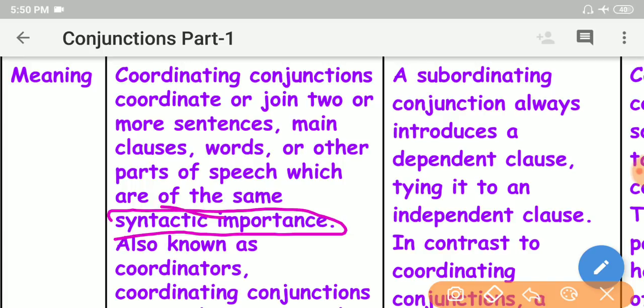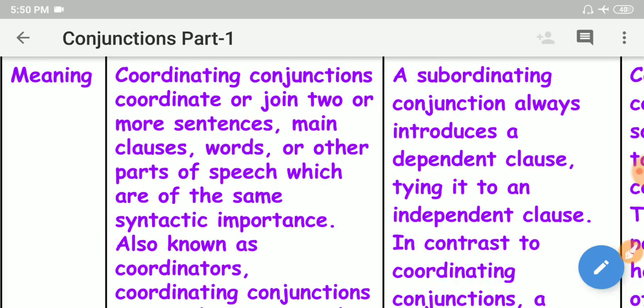Syntax means word order. So that means the parts of speech which are thematically of the same importance. Coordinating conjunctions are going to join two equal words or phrases or sentences or clauses together. So that's why they are called coordinating conjunctions.